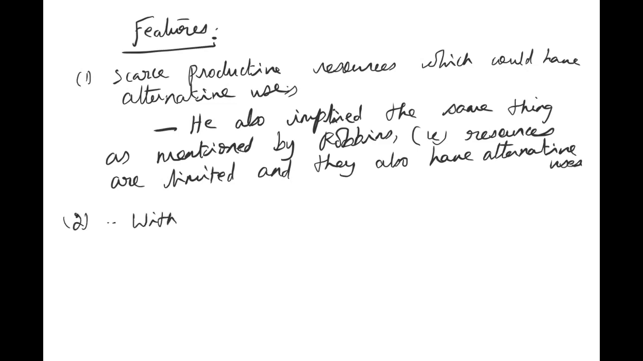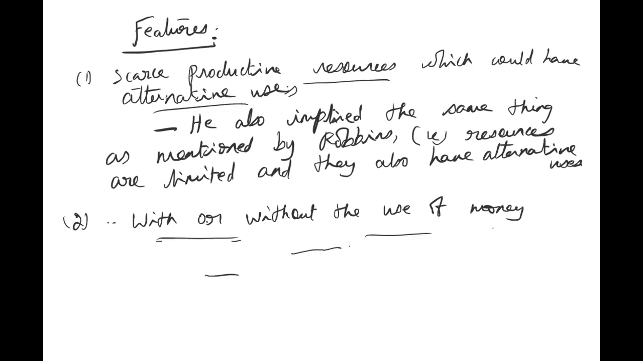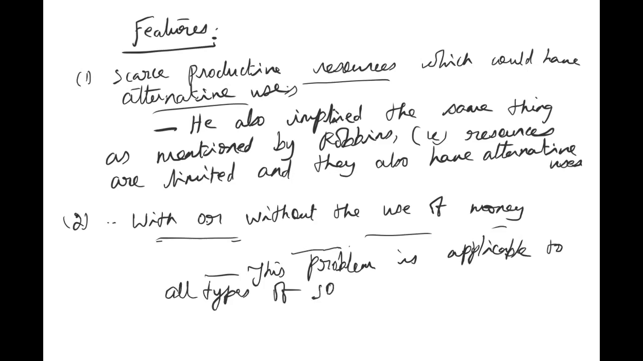with or without the use of money. So then this one implies this problem is, what problem? Scarce resources which are having alternative uses. So this problem is applicable to all types of society. What do I mean by all types of society? Either with money or without money. So money economy as well as the barter economy. Even without the use of money also, this scarce productive resources which have alternative uses is applicable. Okay. So this problem is applicable to all types of societies. So that is the second meaning we are getting from this definition.